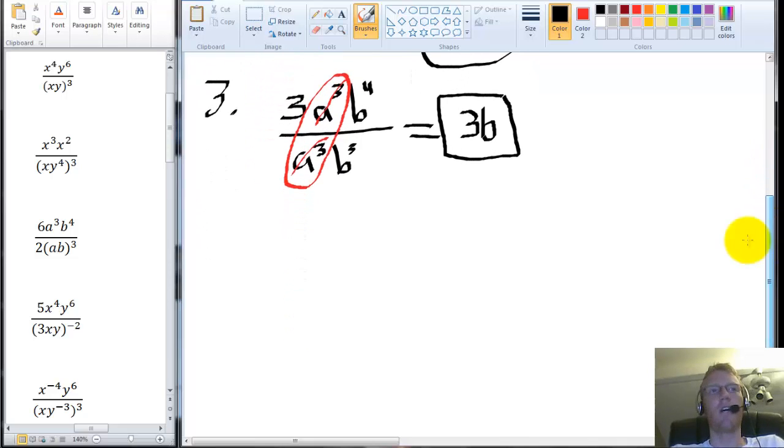Number 4. Okay, here's number 4. Now, I've got a 5 and a 3, but see this 3, it's in parentheses. So I cannot divide 5 by 3 here because I have to follow PEMDAS. These parentheses with this exponent are going to come first. So let me rewrite the numerator here.